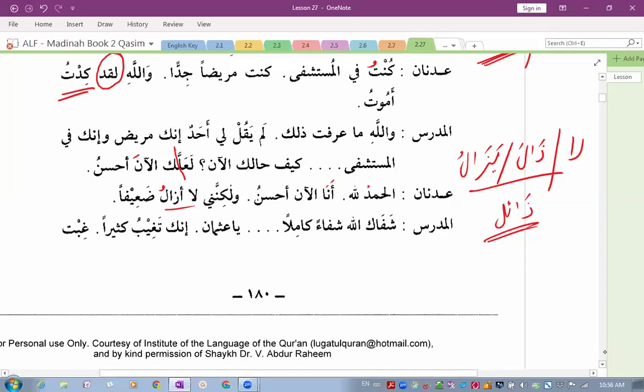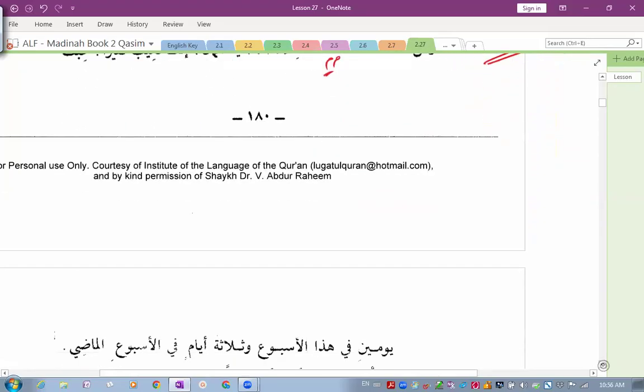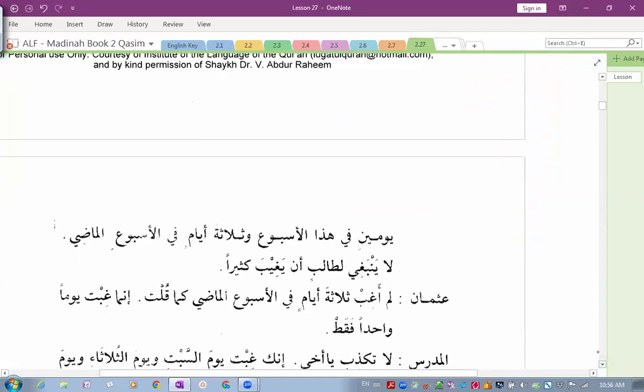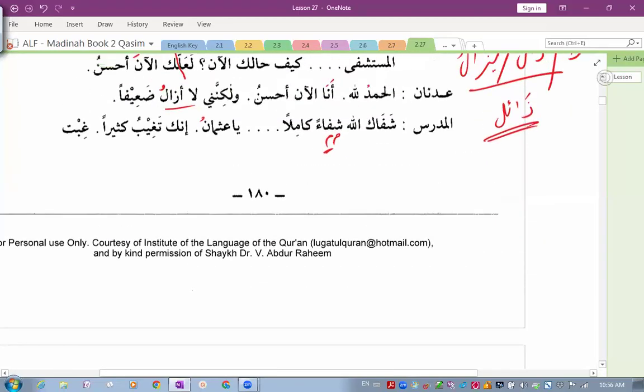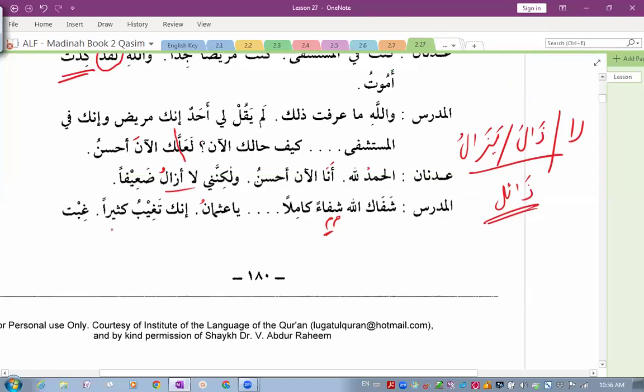The teacher says, Shafaqallahu shafa'an kamilan. May Allah Ta'ala cure you, a complete cure. So shafa'an is our mafulun mutlaq. Ya Usmanu, O Usman, innaka taghibu kasiran. You are absent a lot. Ghibta yawmaini fi. What is kasiran? Kasiran is actually maf'ul mutlaq as well. Yes, that is good.